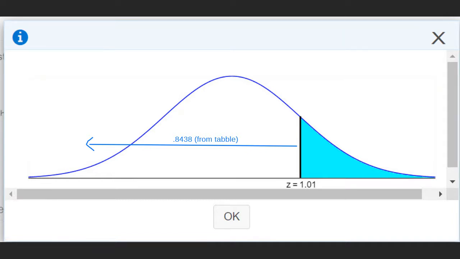But the area that's shaded that they want me to find is to the right. But the total area has to be 1. So the way I'm going to find the area to the right of that z-score is I'm going to take the 1, that's the total, and subtract off that 0.8438.